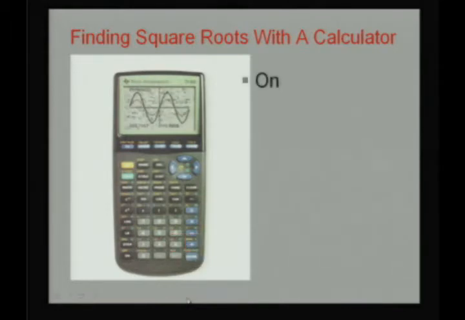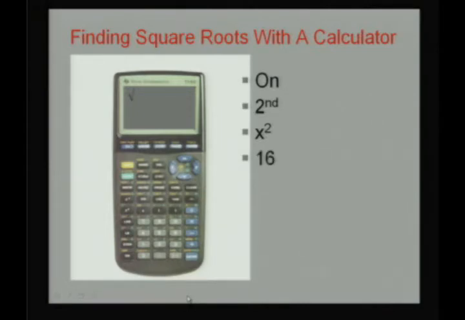So if you turn that thing on, if you hit second x squared, that gets you the square root sign, and then type in some number, 16 we'll say. Now you're going to have to hit enter, because it needs to know you're done typing the number. And it actually gives you the answer. In this case, it's going to give you a 4.